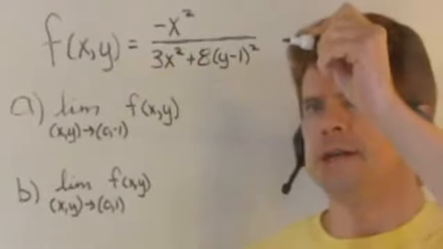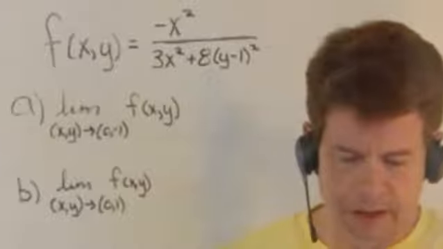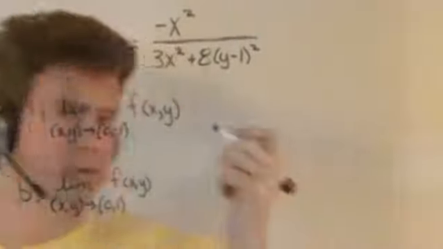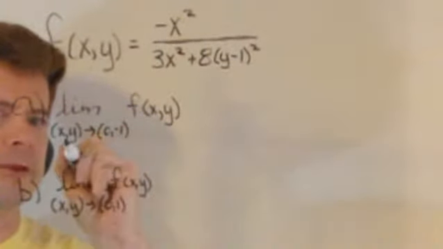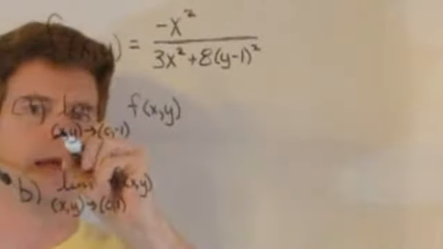We're given this function and we're asked to evaluate two different limits for it or show that they do not exist. So the simplest way to start is just with the plug and chug. We plug in for the first one, x equals 0, y equals -1, and we'll see what we get.